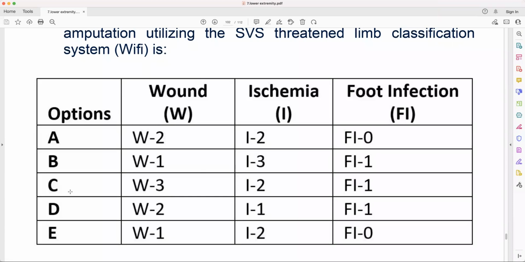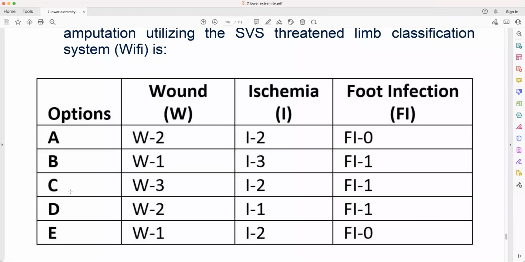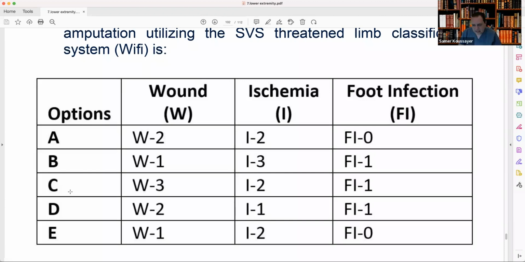But in general, it's really simple. It looks complicated. Wound grade 1 is a small ulcer, 2 is more like a deeper ulcer or limited gangrene, and 3 is when you have an extensive ulcer or extensive gangrene. That's the way they do it.